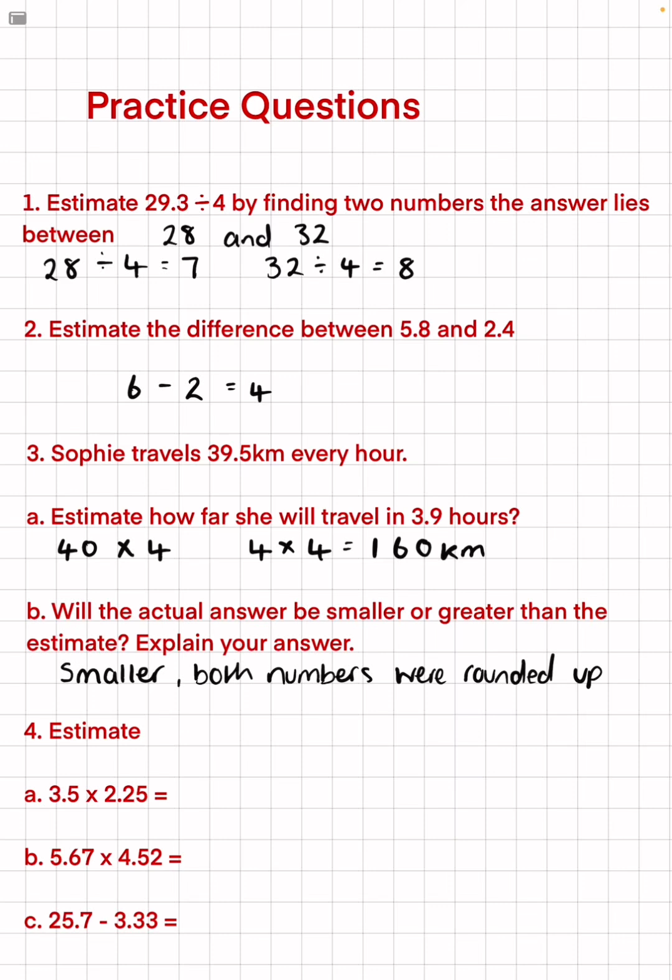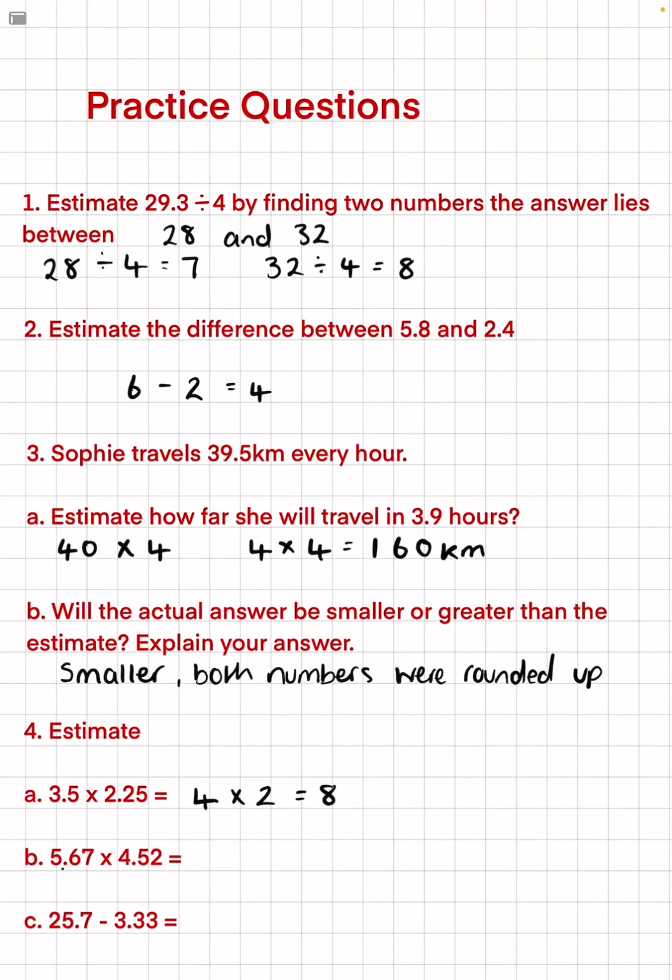Question 4 says estimate 3.5 multiplied by 2.25. To make this calculation easy, we can round to whole numbers. This would be rounded up to 4. And this number will be rounded down to 2. 4 times 2 equals 8.